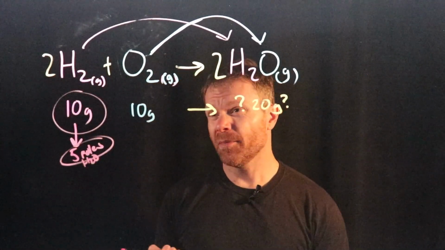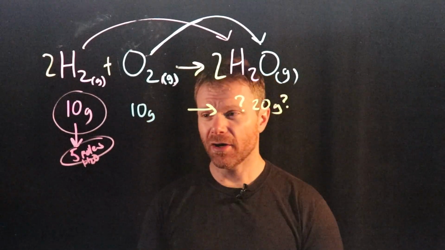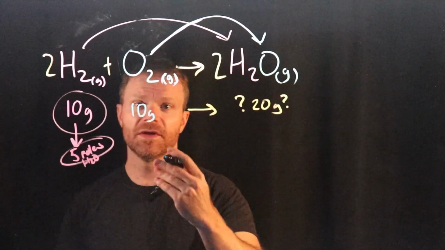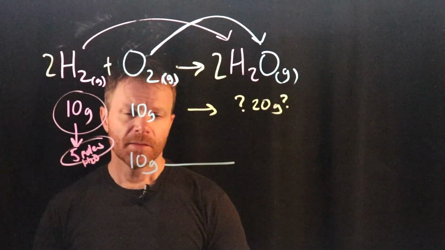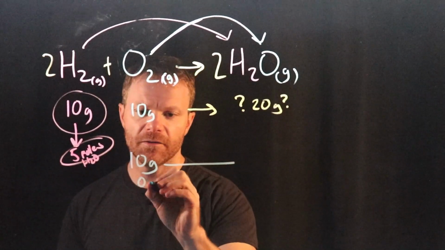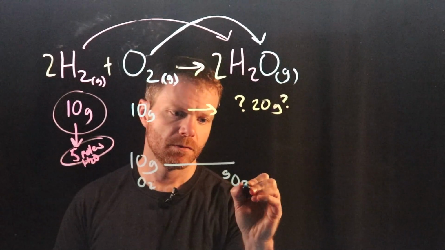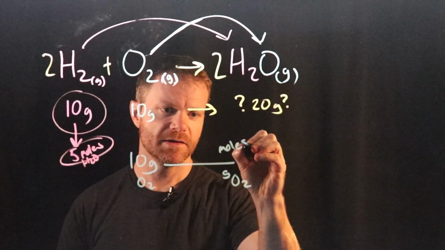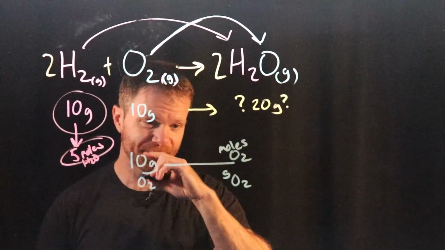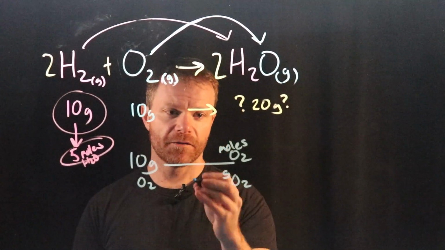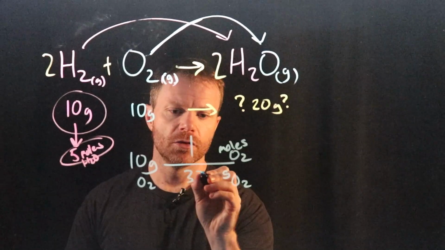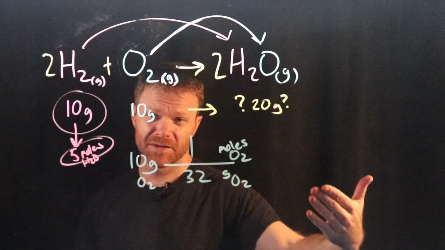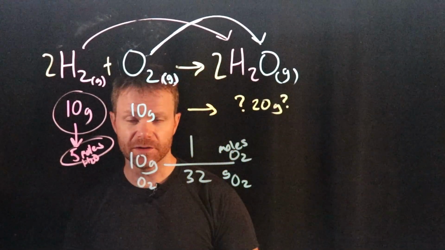And I told you to stop there because we're now going to look at our oxygen, and let's do that now. So again, we have 10 grams, and we're going to figure out for those 10 grams of O2, how many moles of O2 that is. And we know that for every 1 mole of oxygen, there are 32 grams. That's because the molar mass of oxygen is 16. 16 times 2 is 32.